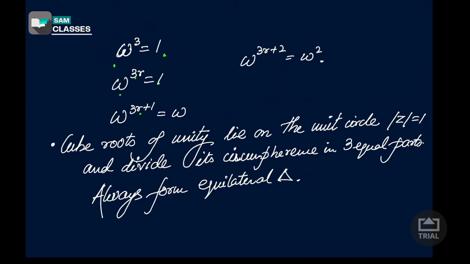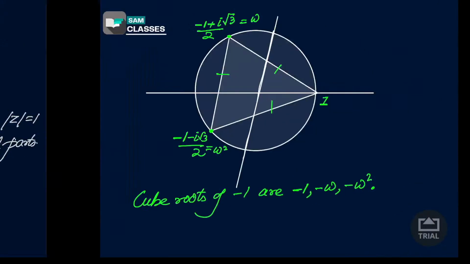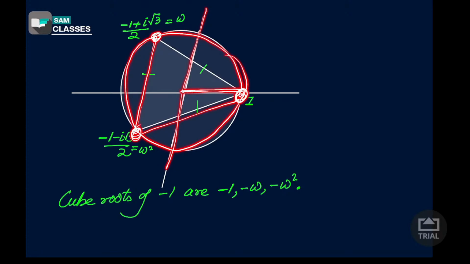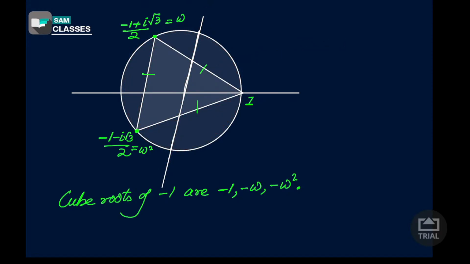Clear? A very rare case they'll ask: the cube roots of unity lie on a unit circle. Basically they lie like this. These are the three cube roots of unity. They lie on a circle whose radius is 1, and all 3 points lie on the circumference. You just need to know this. Cube roots of unity represent 3 points on the circumference of a circle whose radius is 1. Clear everyone? Chapter is done.